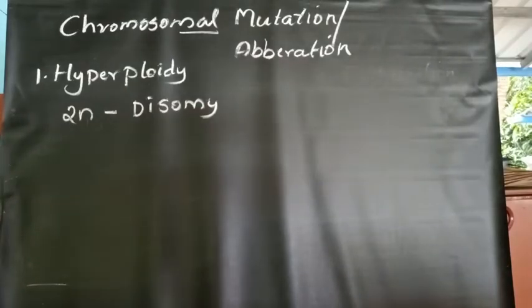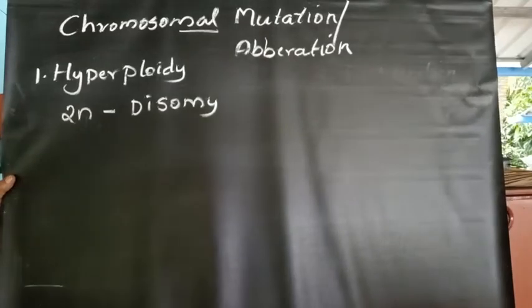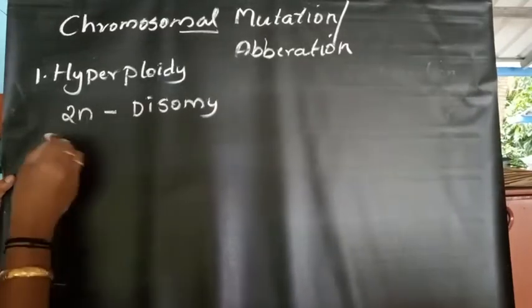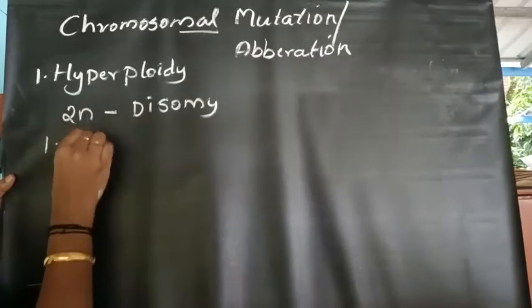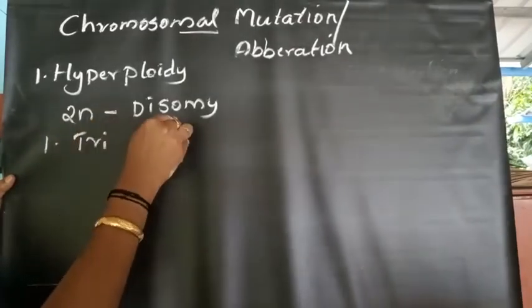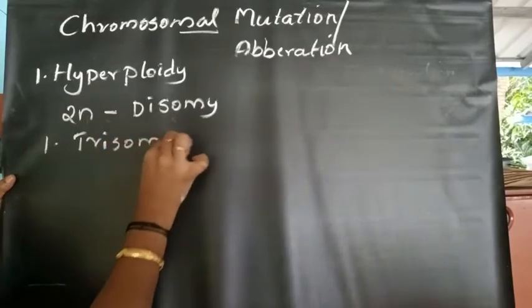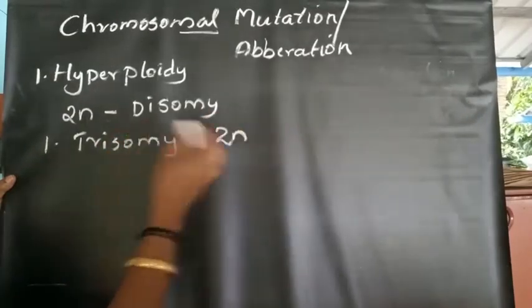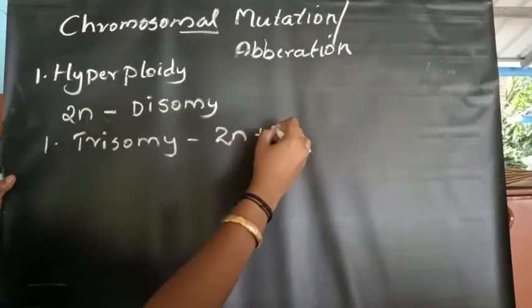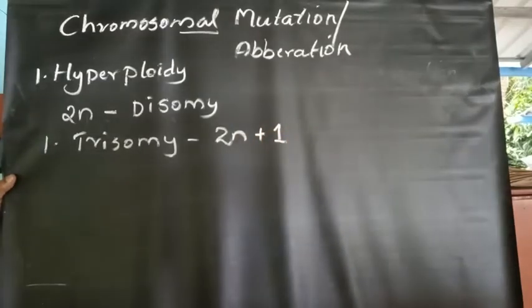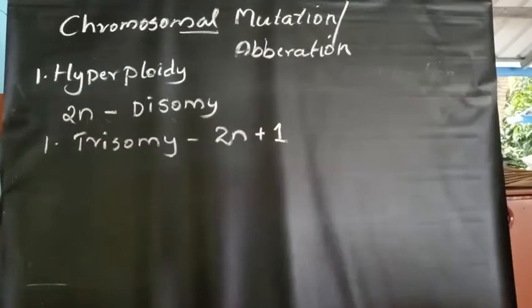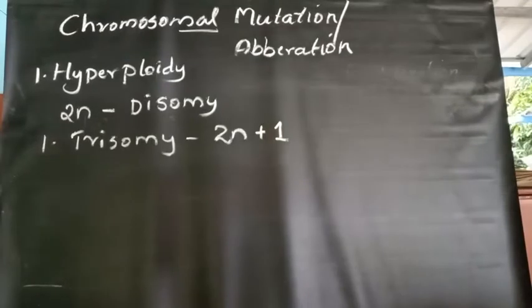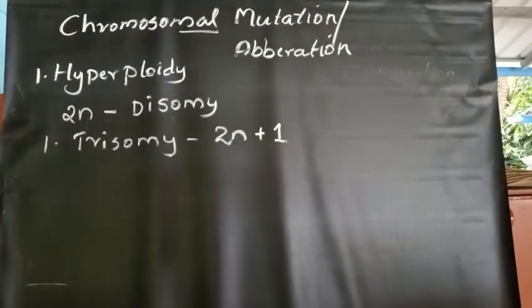There are different types of hyperploids by addition. When we add a single chromosome to a diploid set, the first condition is trisomy. Normally the diploid condition we call disomy. So what is trisomy? Trisomy is the addition of a single chromosome to the diploid set, 2n. Addition of a single chromosome to the diploid set is called trisomy.